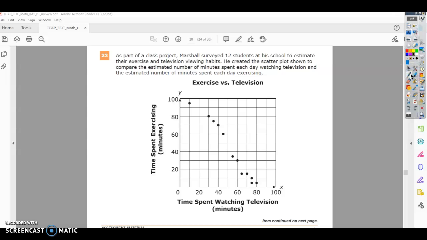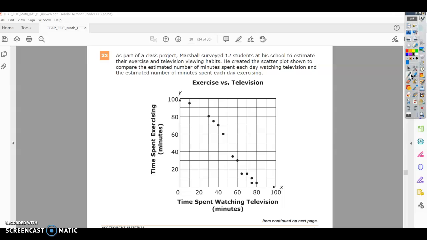Math 1 EOC Practice Test number 23. As part of a class project, Marshall surveyed 12 students at his school to estimate their exercise and television viewing habits. He created the scatter plot shown to compare the estimated number of minutes spent each day watching television and the estimated number of minutes spent each day exercising.